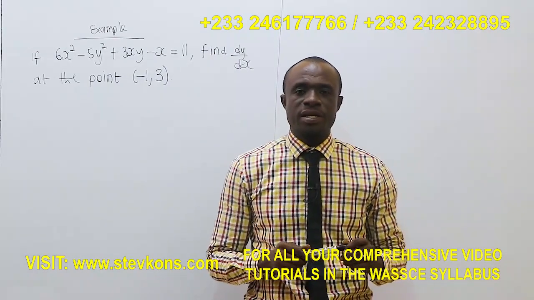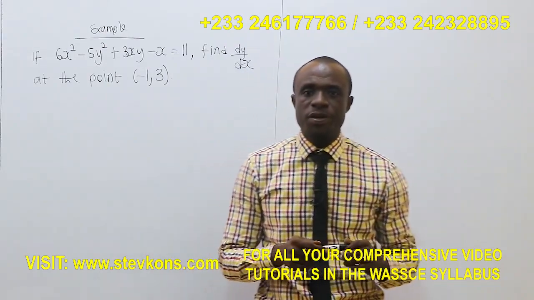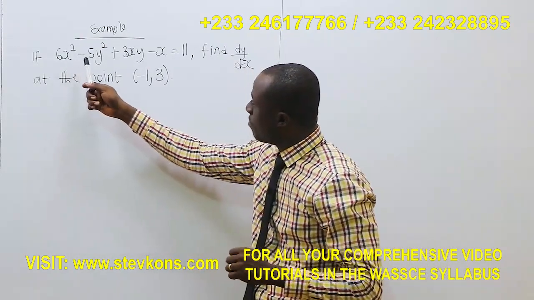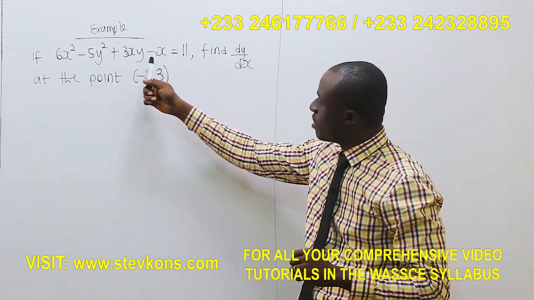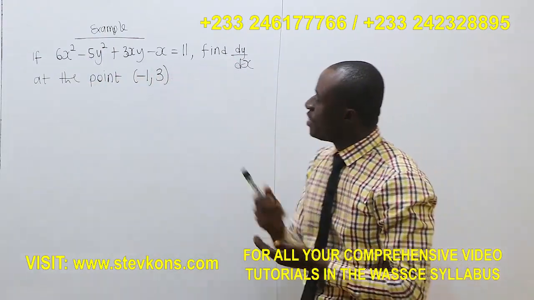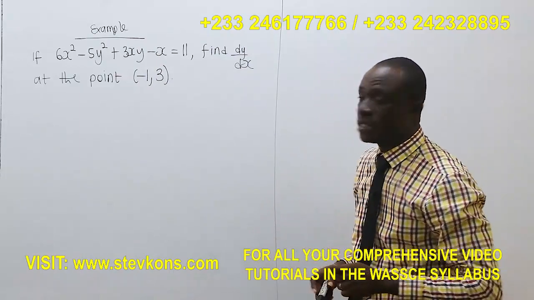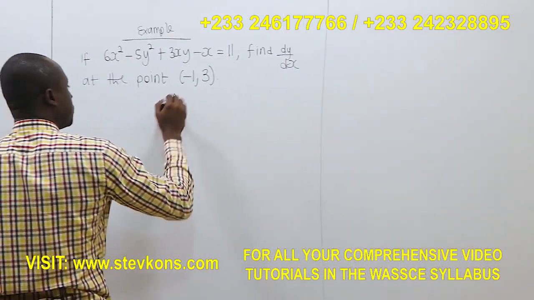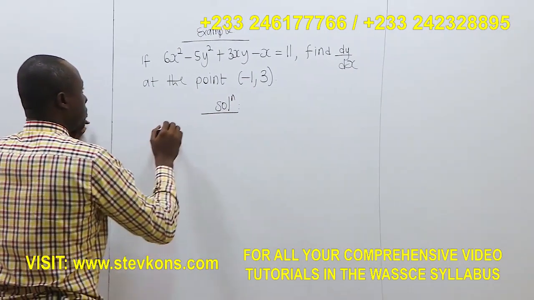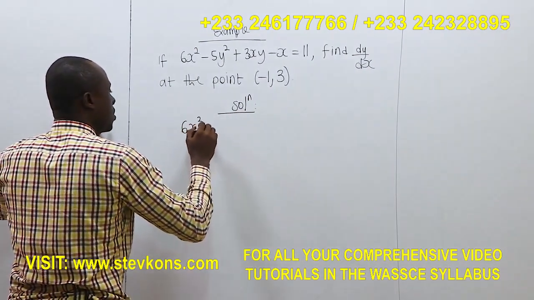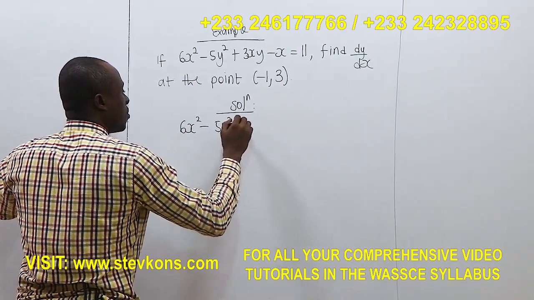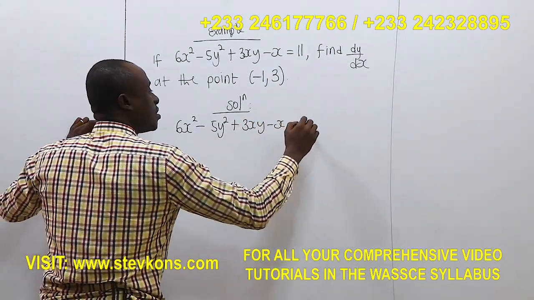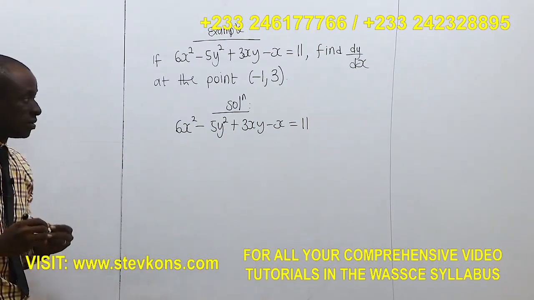Now let's consider this example. I urge you to pause the video and try the question on your own. Now if 6x squared minus 5y squared plus 3xy minus x equals 11, find dy dx at the point negative 1, 3. So we have 6x squared minus 5y squared plus 3xy minus x, this is equal to 11.